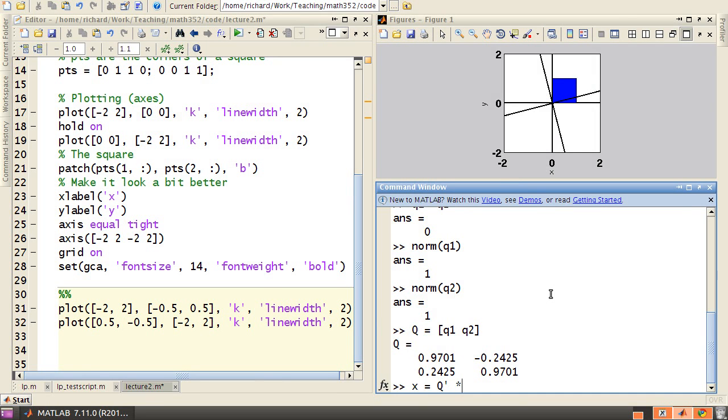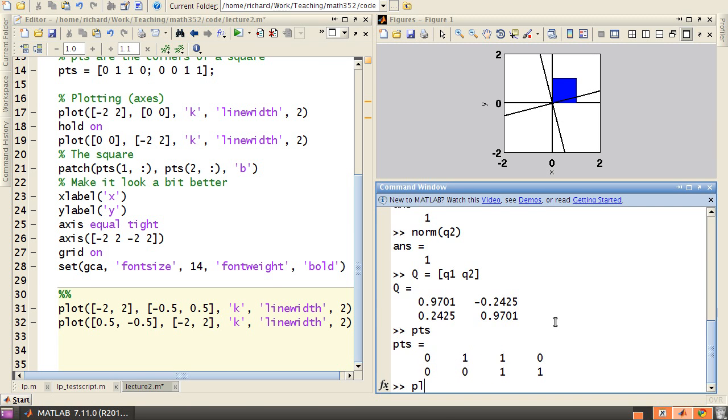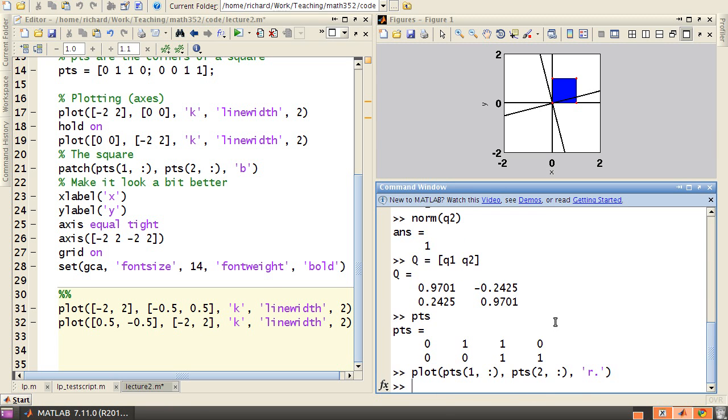Okay, we should actually tell you what b is first. So b, I've got 4 different b's I'm interested in, now the 4 corners of my square. Okay, so those are my 4 points. So in fact, let's just plot them. Plot the first row versus the second row, and let's plot them as red dots. There they go. Okay, so there are my 4 b's.